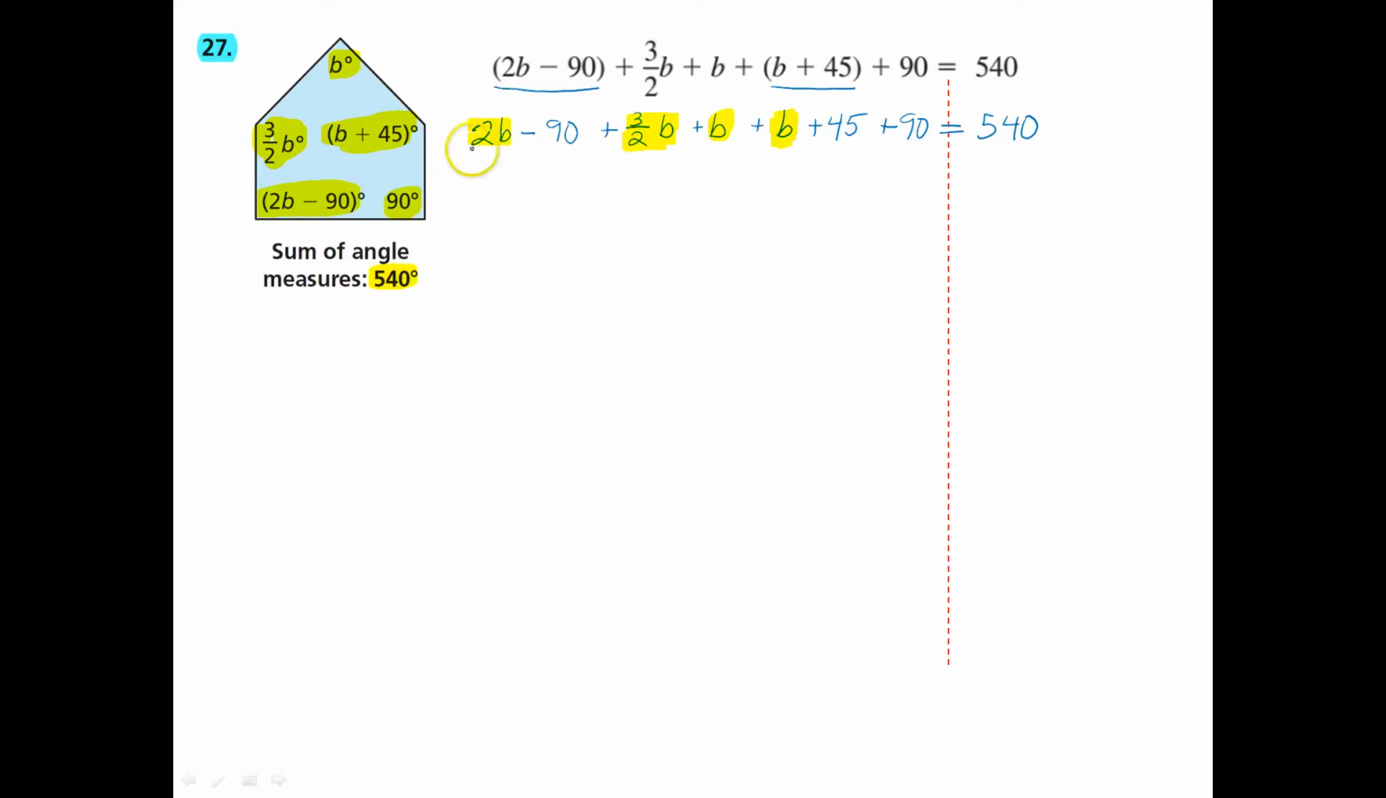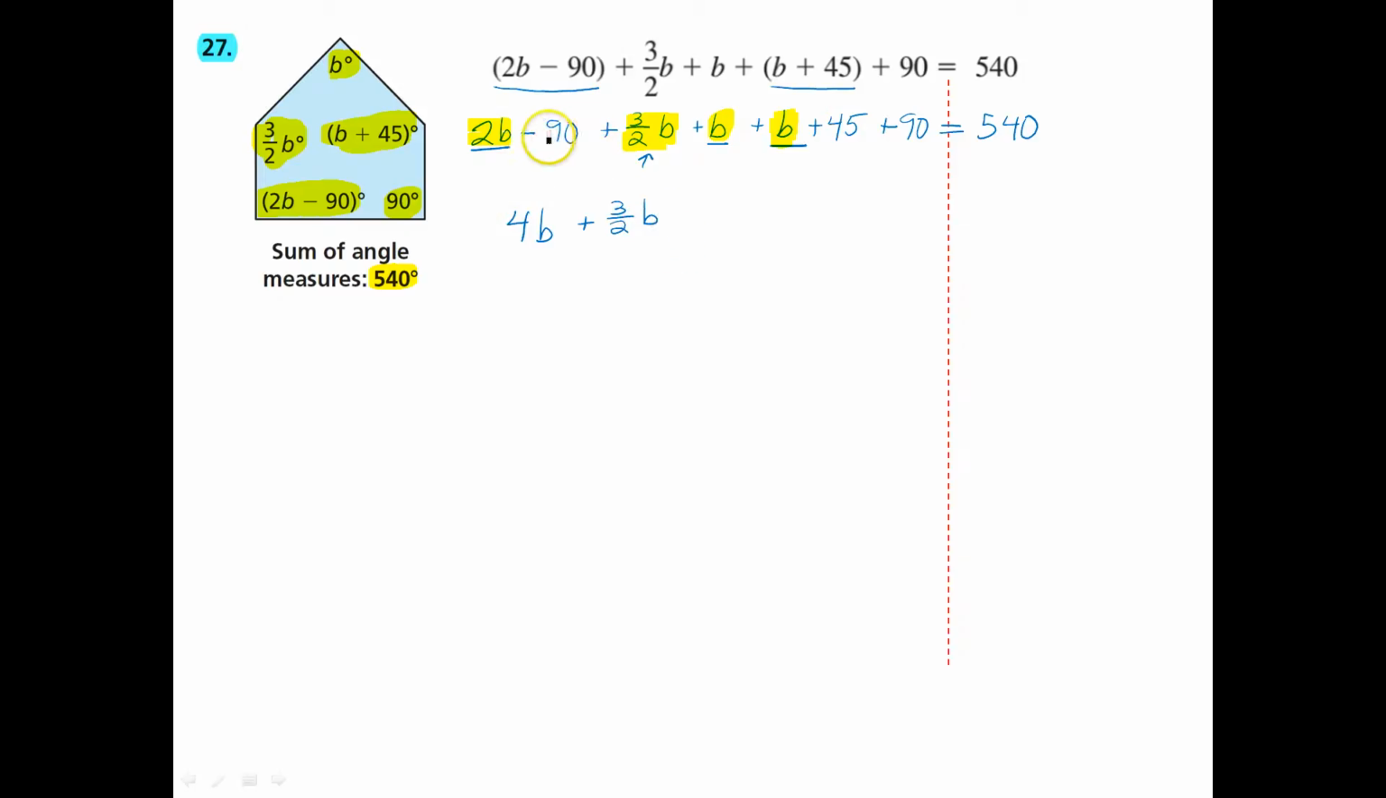And it's probably pretty easy to combine these three terms, right? 2b plus b plus another b, that makes a total of 4b. But how are we going to do this guy? Let's just hold on to that guy for a second. Plus 3 over 2b.